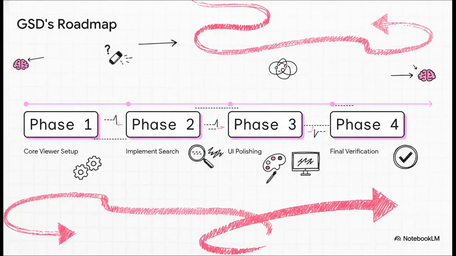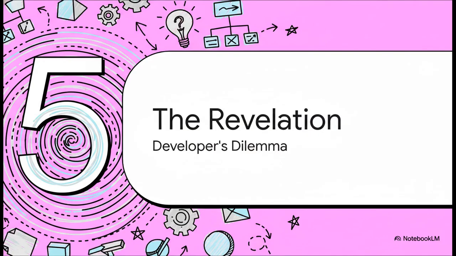And it didn't even stop there. It also generated a roadmap, breaking the entire project down into these logical, manageable phases. This structure is the ultimate antidote to context rot, because now the AI has a clear, documented plan to follow, step by step. This whole process leads to this really powerful revelation, what the author calls the developer's dilemma. It's a real aha moment about how we as humans approach building software.